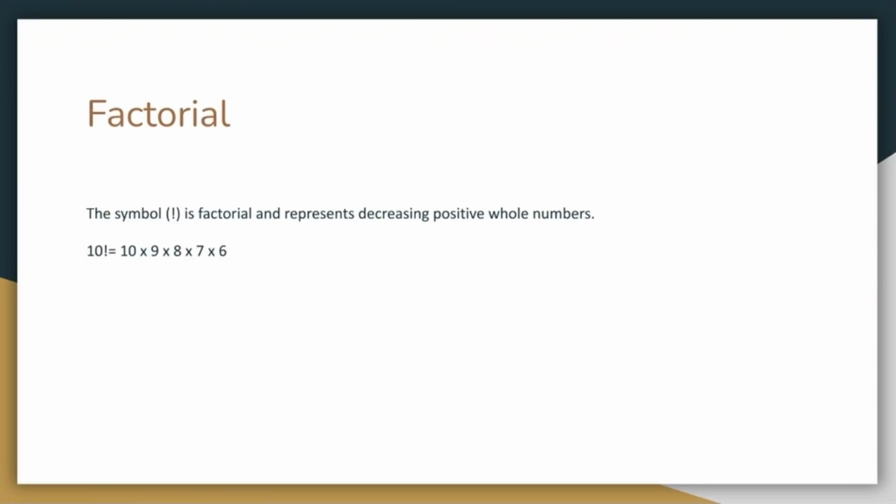A factorial is used as an exclamation mark symbol, and it represents decreasing positive whole numbers. Like 10 factorial will be equal to 10 times 9 times 8 times 7 times 6.